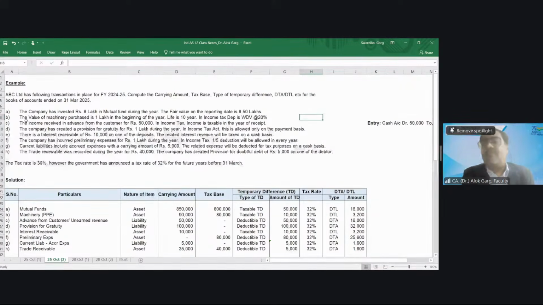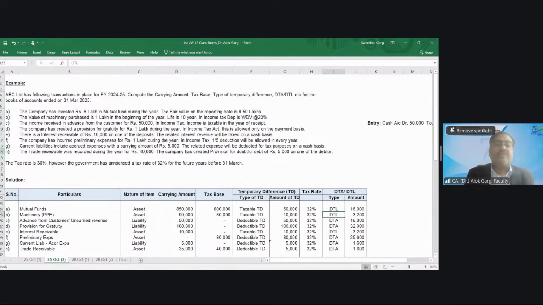In my books, the asset is higher. What should I do? Reduce the asset. Reducing the asset means create a liability. So which nature of difference? Taxable temporary difference. So asset 90,000 carrying amount, tax base 80,000, taxable temporary difference, difference is 10,000, 32% tax rate, DTL 3,200.